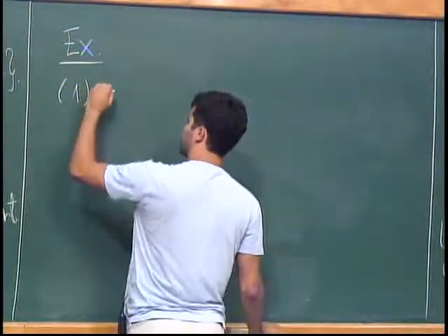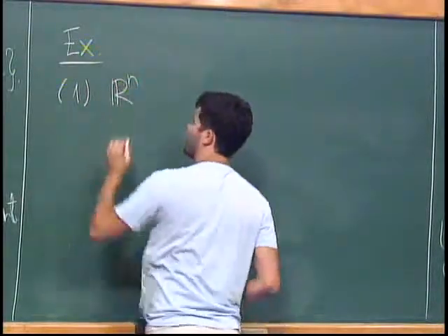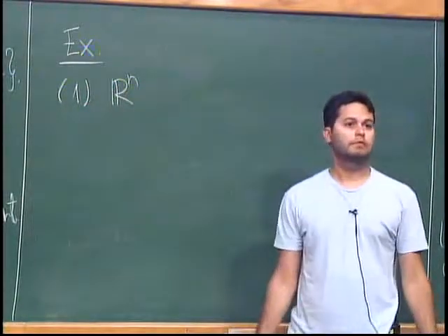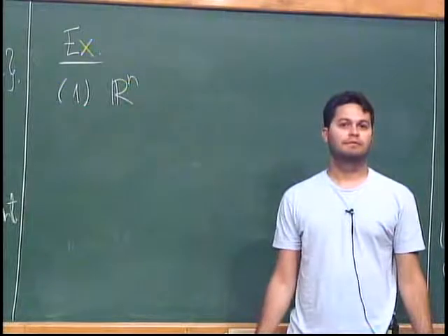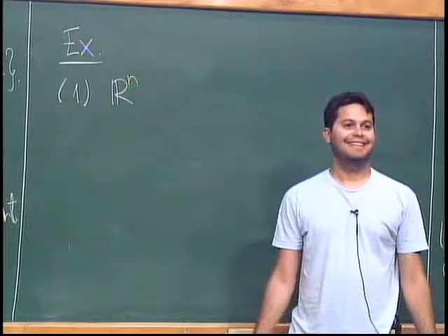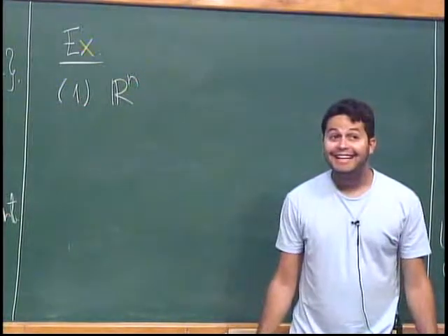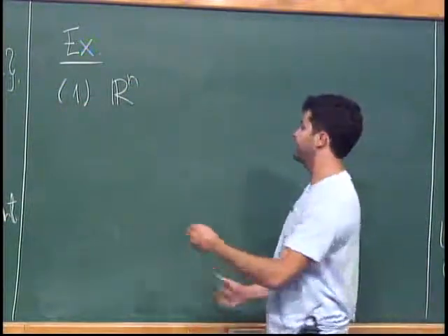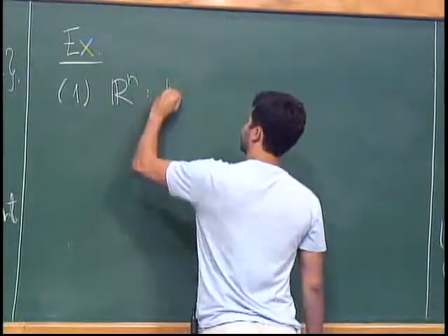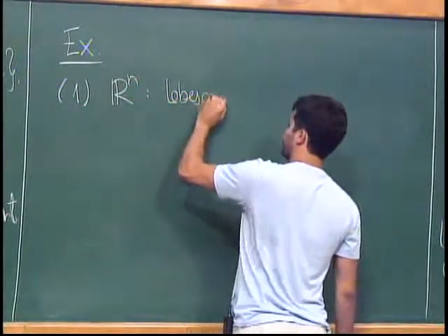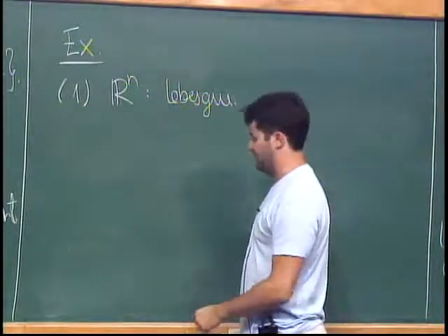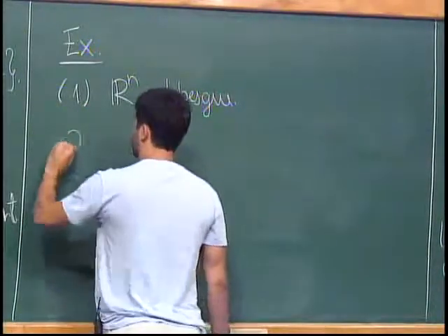For example, what is the Haar measure of Rn? Lebesgue. Lebesgue is invariant by translations. Exactly.